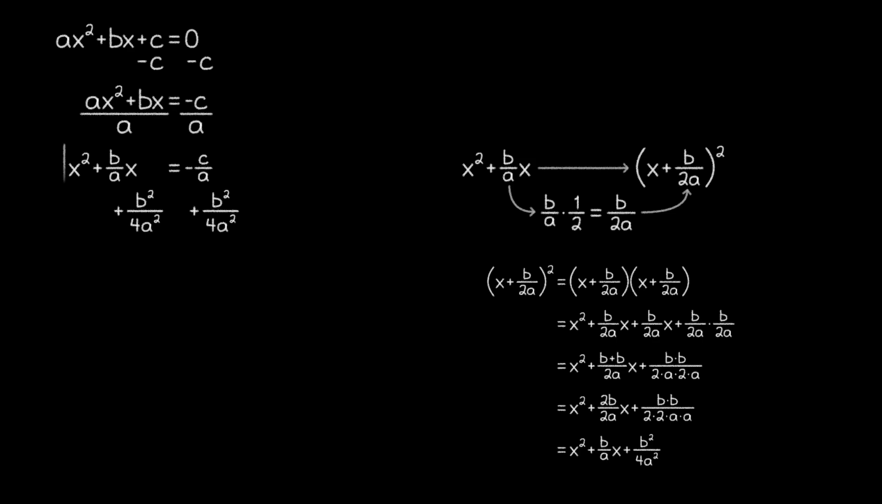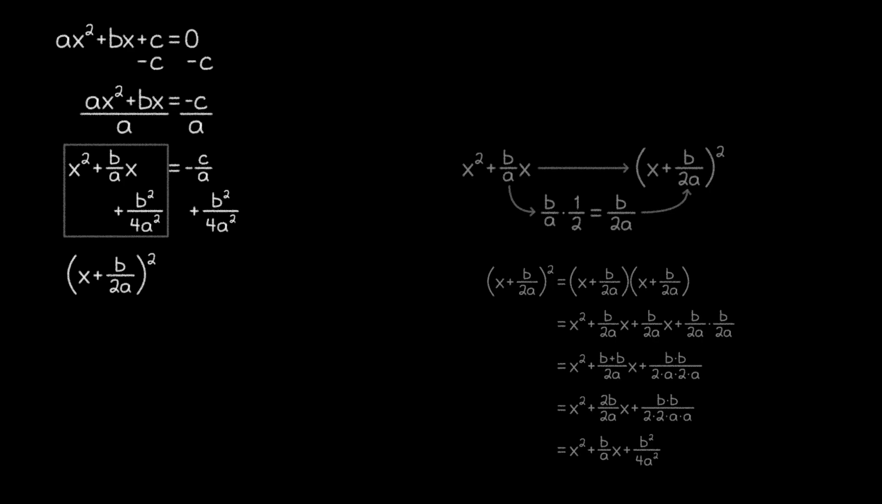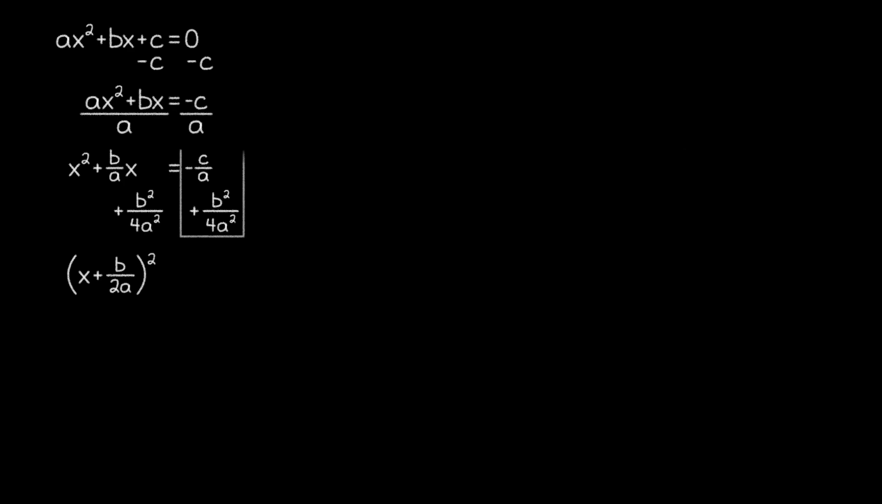Once we do that, the left side will simplify to the perfect square that we've already constructed. On the right side of the equation, however, we'll need to do a bit of fraction manipulation to get things into a more simplified state.